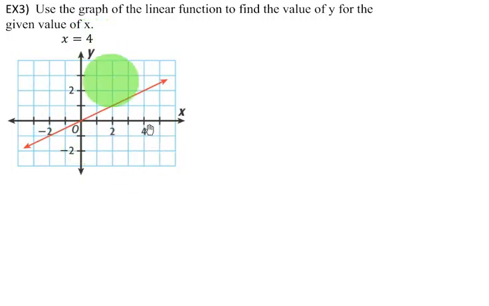Graphs are one of the most powerful tools you can use when dealing with functions, because you can visualize that function. You can interpret it, analyze it.